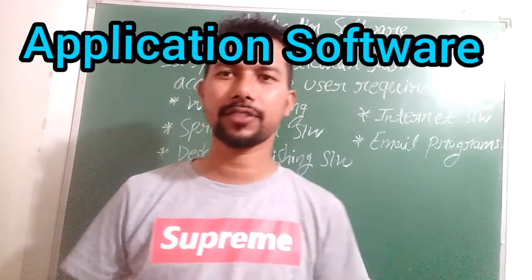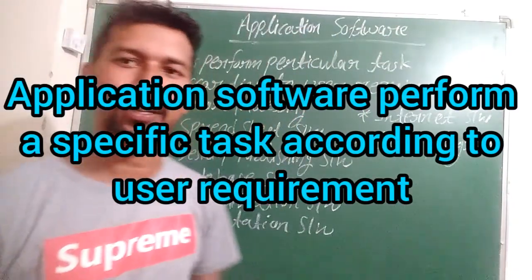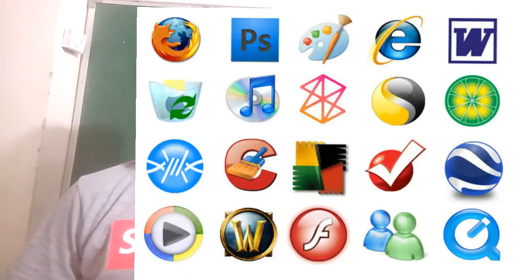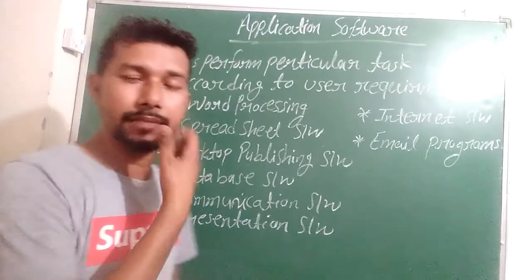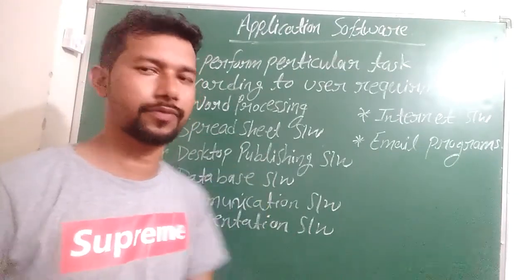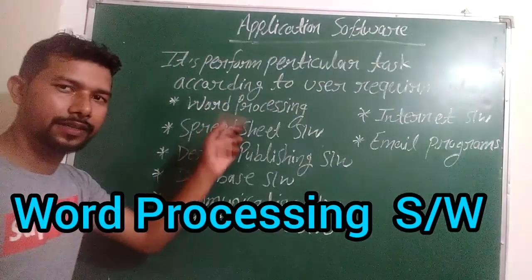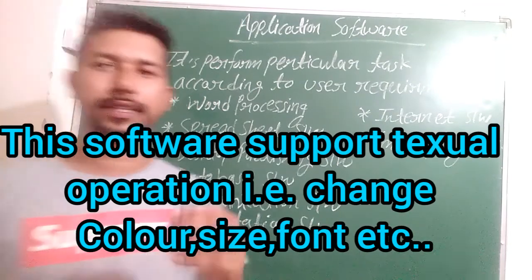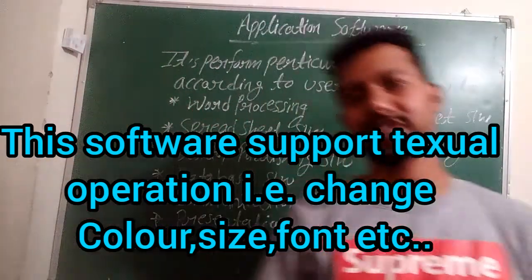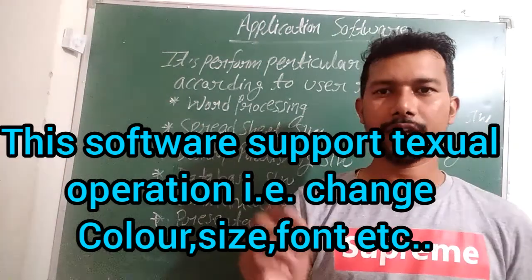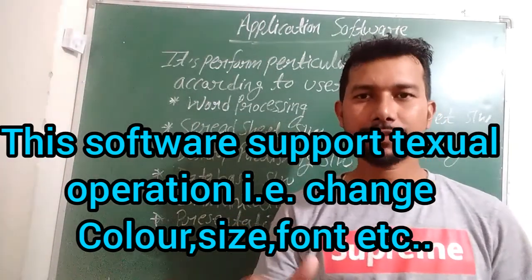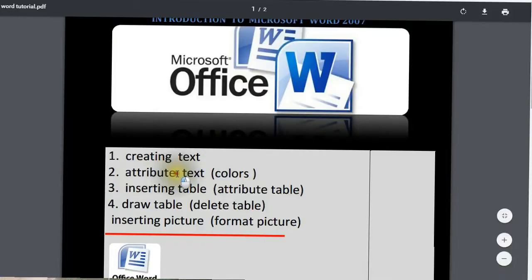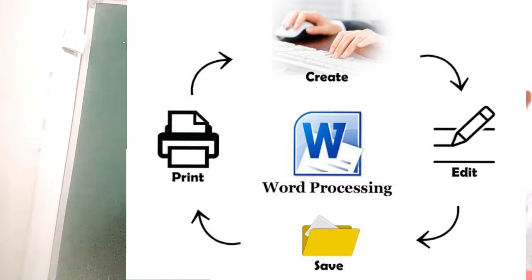Application software. Application software performs a particular task according to user requirement. We have various types of application software in your computer system. So we have some basic types of application software. First one is word processing. Which types of software support word processing? Word processing means when we change any word, colors, font, this type of operation is called word processing. You have also heard of MS Word, Notepad, WordPad. These are word processing software.